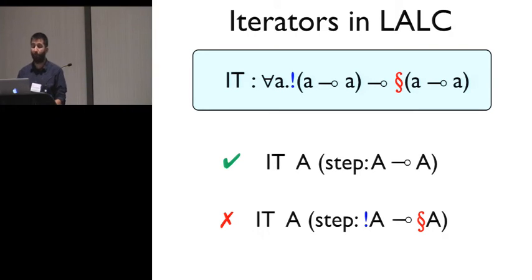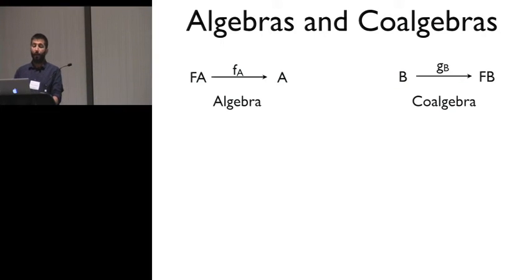And instead, I will focus on the question of whether we can encode algebras and coalgebras in this language. Let me give you a brief reminder of what algebras and coalgebras are. So an algebra for a functor F is an object A and a morphism from F of A to A, while a coalgebra is an object B and a morphism from B to F of B.